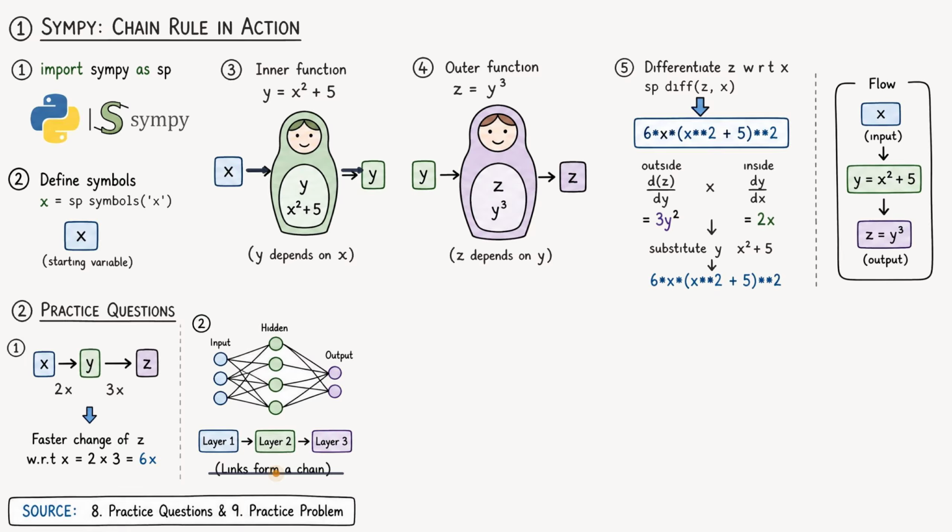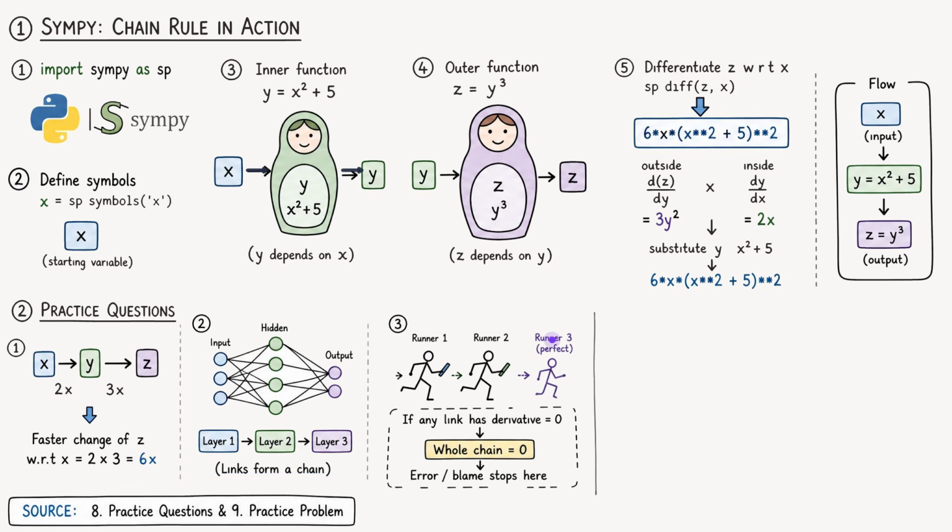Third, think back to our relay race analogy. What happens if this third runner is completely perfect and makes 0 errors? Mathematically, if any single link in our chain has a rate of change or derivative of 0, the product of the entire chain becomes 0. This means the blame or the error signal stops right there and cannot flow backwards any further.